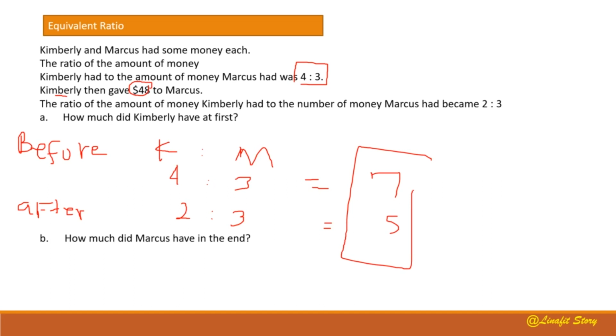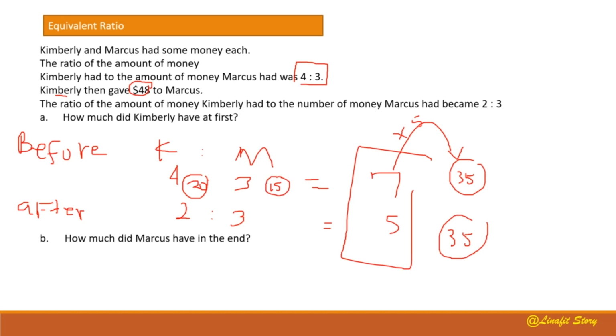So over here we have to multiply 7 by 5 equals 35. 7 times how many equals 35? 7 times 5. So you do the same to the before model for Kimberly and Marcus. So 4 times 5 equals 20, and then 3 times 5 equals 15.